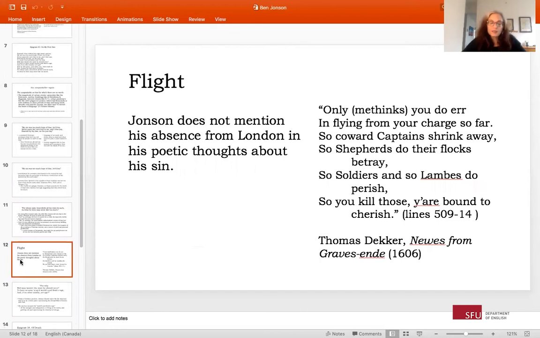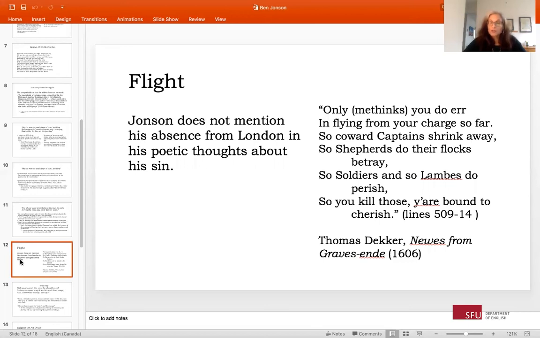Now, there is a sin, a potential sin, if you want to look at it that way, that Jonson doesn't mention, and I think it's a significant oversight. And that's the sin of flight. Whether or not Jonson intended to evade an impending epidemic when he left London in the spring of 1603, he did leave his son and wife alone there, where they had to fend for themselves during that terrible summer.